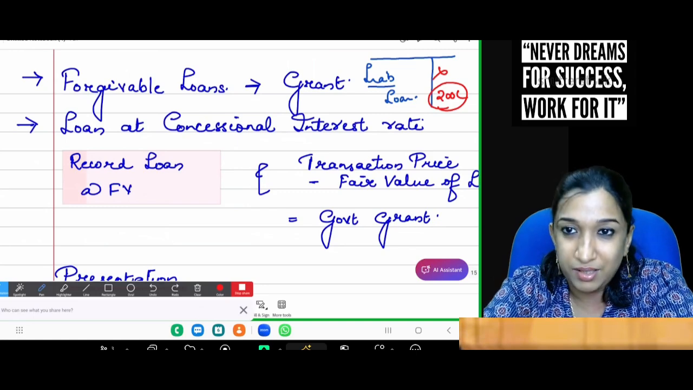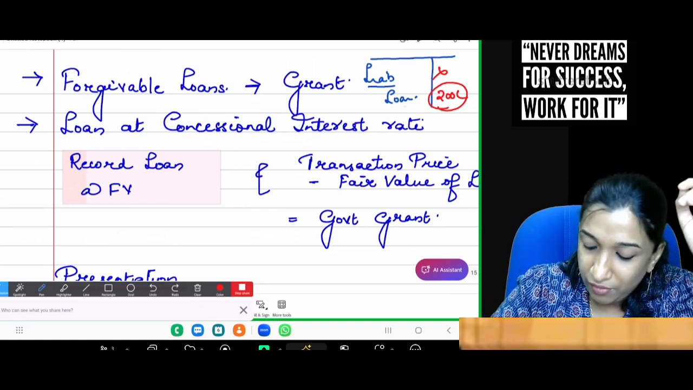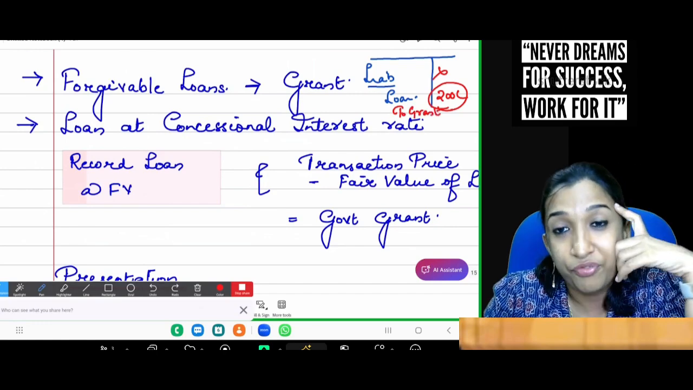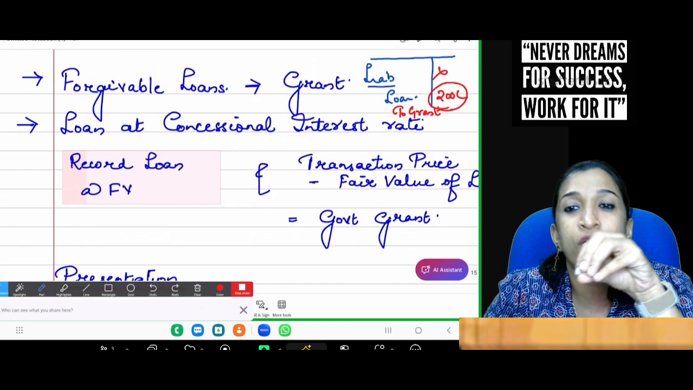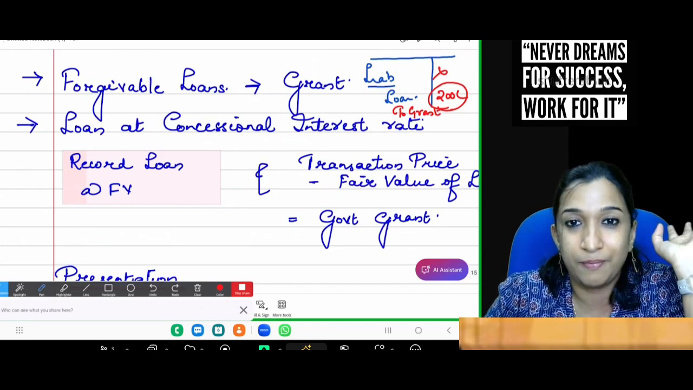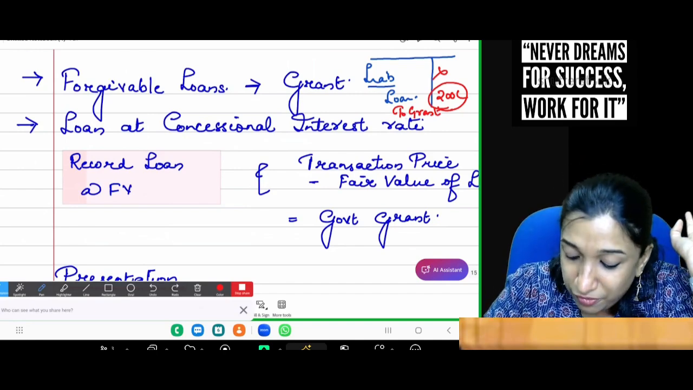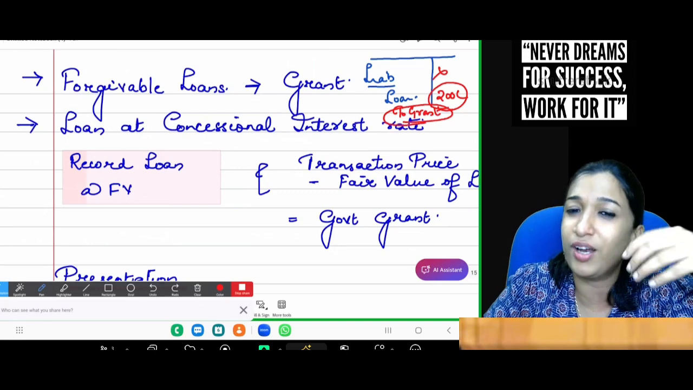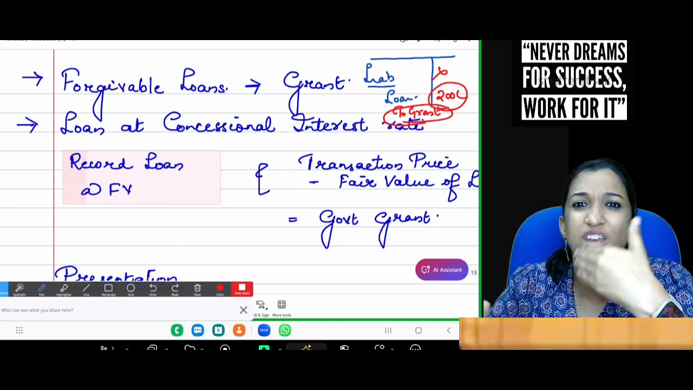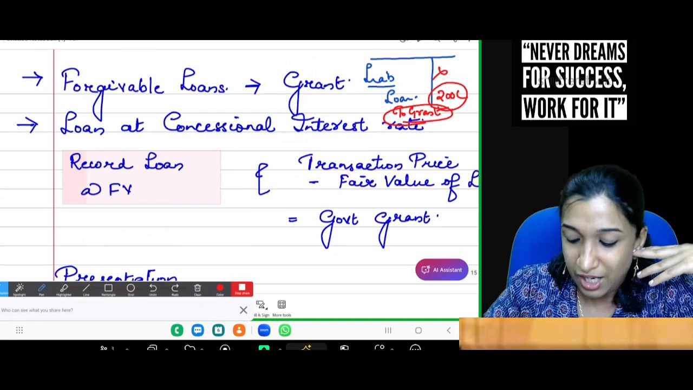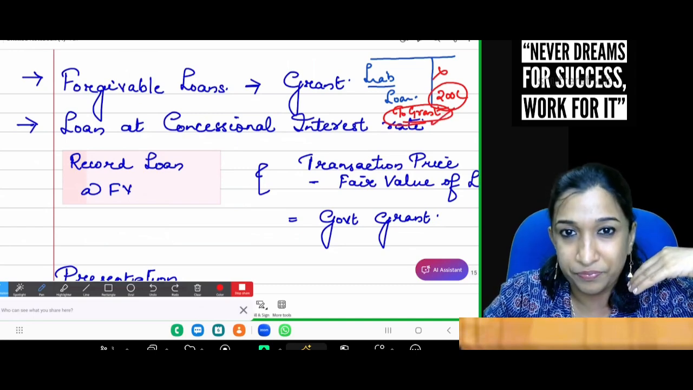Then what is the treatment? This loan will be converted to grant. Of course, then it is a government assistance we have received. Loan will be converted to grant. Then what is the treatment of this grant? Now conditional or unconditional, over the condition period, in the ratio of satisfying conditions, it will be amortized to P&L.